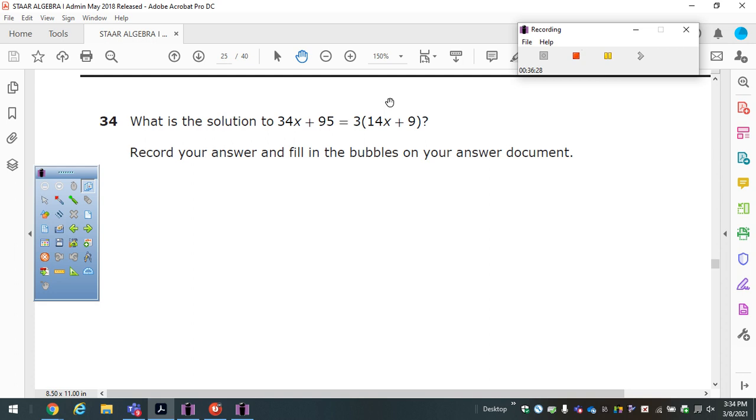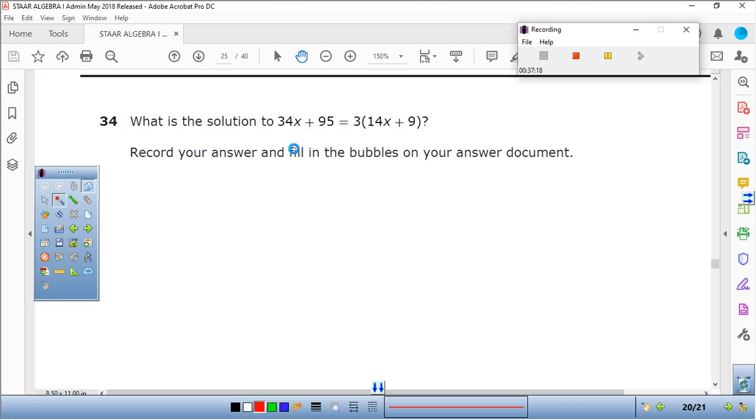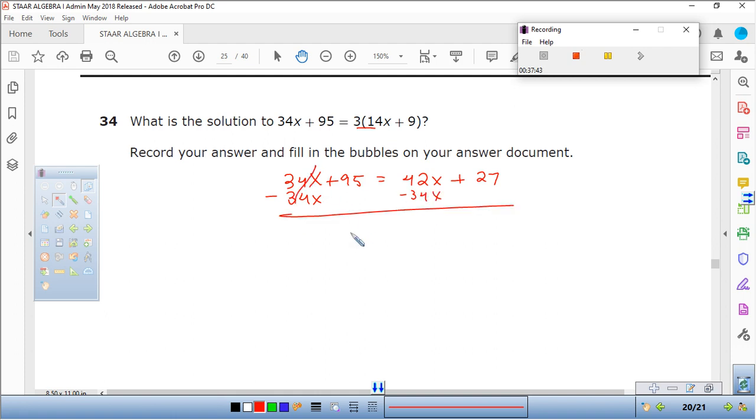Okay, let's do it. So this part, I'm going to bring it down. 34x plus 95 equals 42x plus 27. Now what do I do? Y'all are right. Distribute. What else, guys? Talk to me. Minus 34x, minus 34x comes out here. We're going to go with 95 equals 8x plus 27. Please tell me that's correct. Yes? Awesome. Now what do I do?